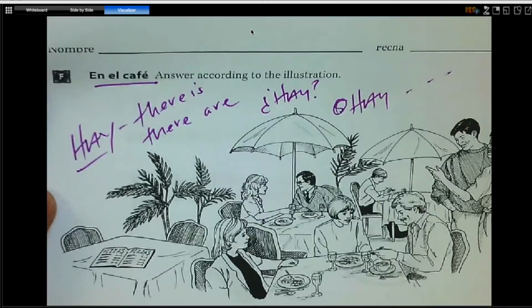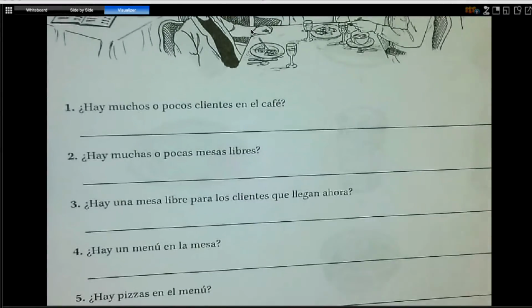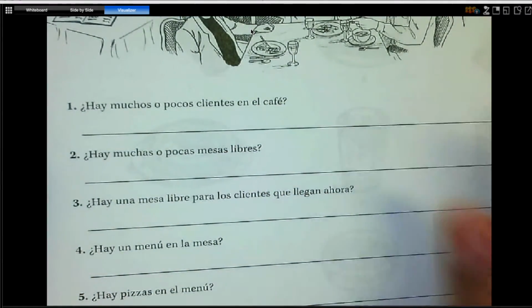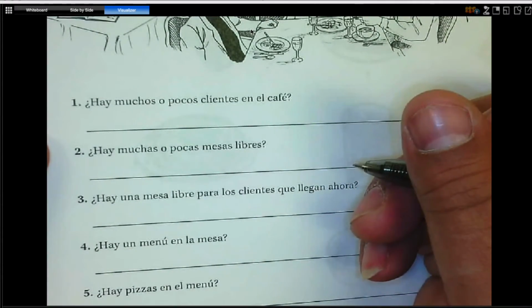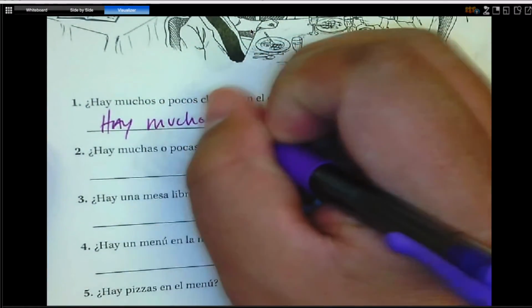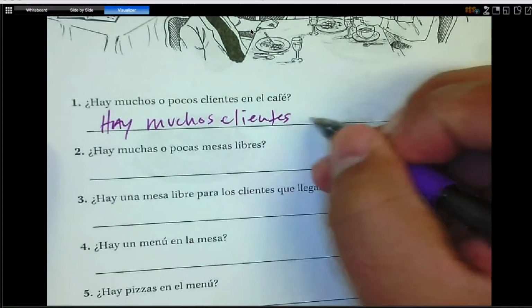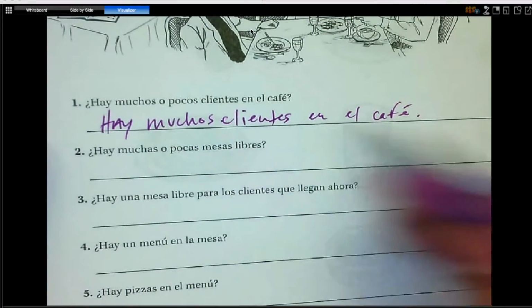I could also say yes, there are, right? So number 1 on your paper says, are there few or are there many clients in the cafe, right? And looking at the picture there are many, right? So I would say, hay muchos clientes en el café. There are many clients in the cafe.